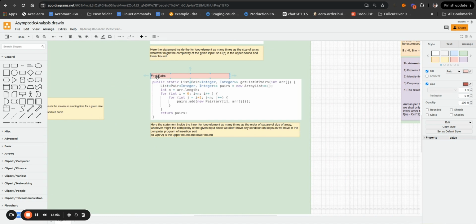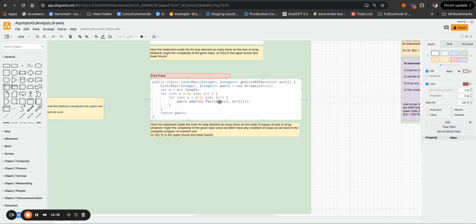Here the algorithm is about finding the pairs in a given array. So we have to find different combinations of pairs. A pair means two elements, a combination of any two elements from this given array. For this, I have two loops. One is running from 0 to n minus 1, and the other is running from i plus 1 to n minus 1. For every combination of i and j, I am getting an element and creating a pair, adding it to the list and returning the pairs.